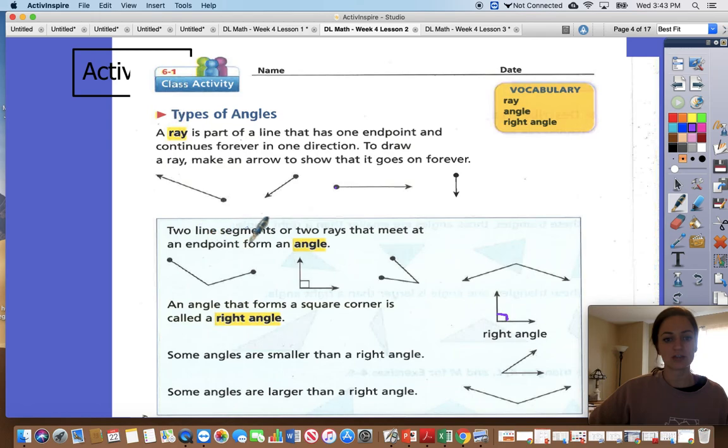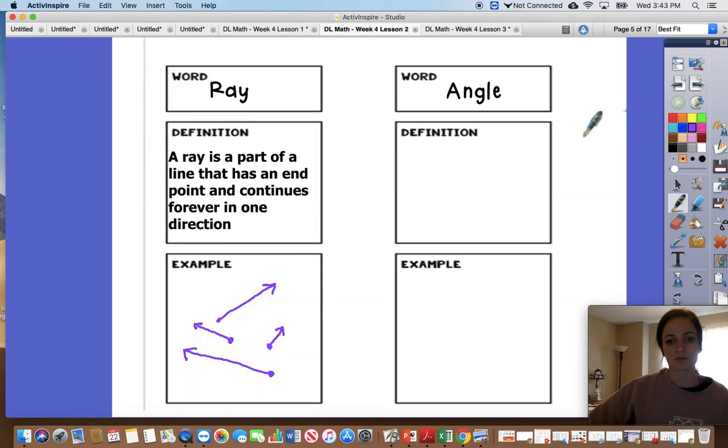So the word angle: two line segments or two rays that meet at an endpoint form an angle. It also says two line segments. So friends, these are line segments when it starts and it ends in one point. I forgot to mention that. A ray goes on forever in one direction. A line segment just starts and stops, and you can see exactly how long it is. I can't see how long this one is because it goes on forever in that direction. But an angle is either two line segments come together or two rays come together, so two line segments or two rays that meet at an endpoint.